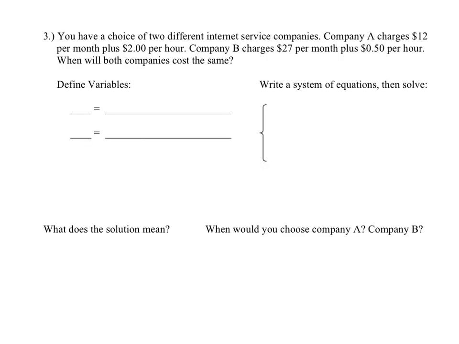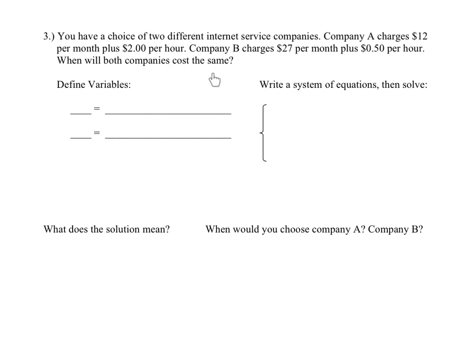All right, number 3. You have a choice of 2 different internet companies. Company A charges $12 per month plus $2 per hour. Company B charges $27 per month plus 50 cents per hour. When will both companies cost the same?